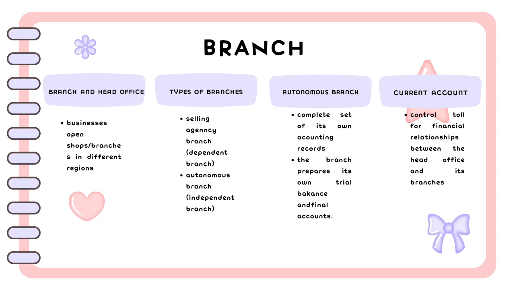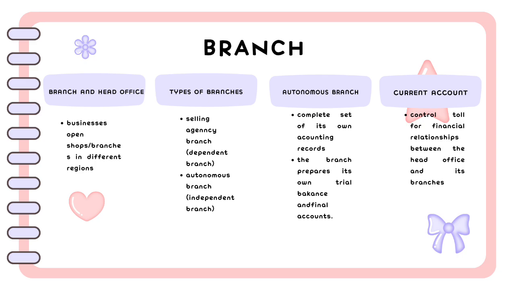Selling agency branch is controlled by head office, while autonomous branch is controlled by the activities such as hiring new workers and designing of product market. From earlier, autonomous branch is an independent branch. It prepares its own trial balance and final accounts, then it sends its copy to the head office to be integrated in the head office books.